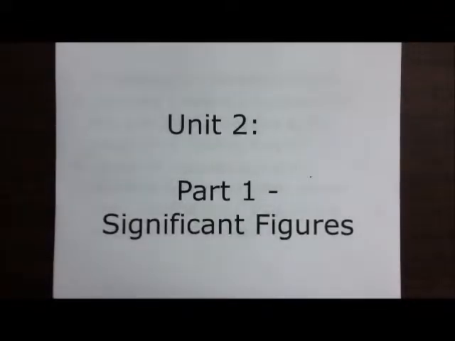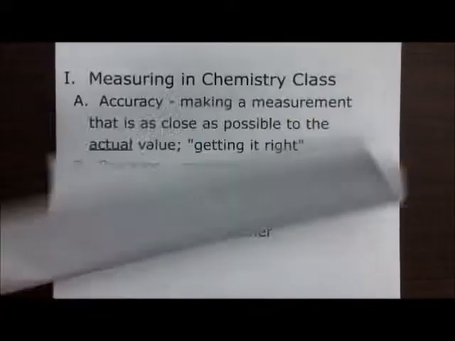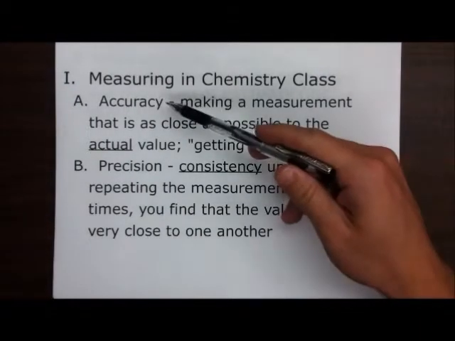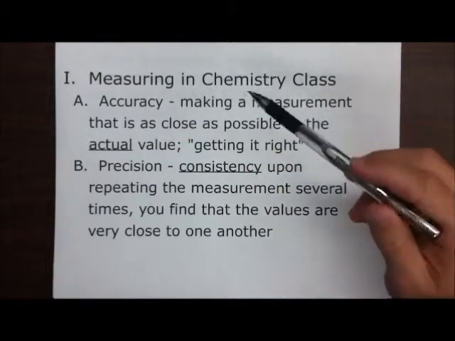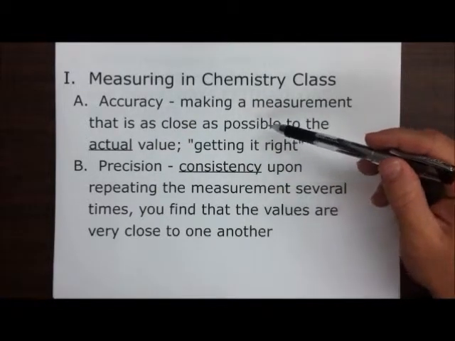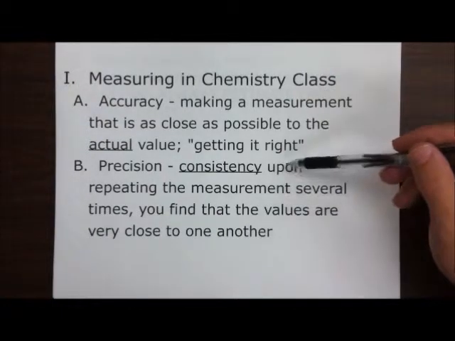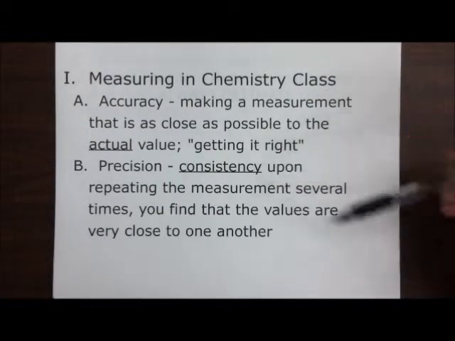This is Unit 2, Part 1, Significant Figures. In Unit 1, we learned that there is a difference between accuracy and precision. Whereas accuracy is getting close to the true or accepted value, precision is getting the same thing over and over again, even if it's not necessarily accurate.